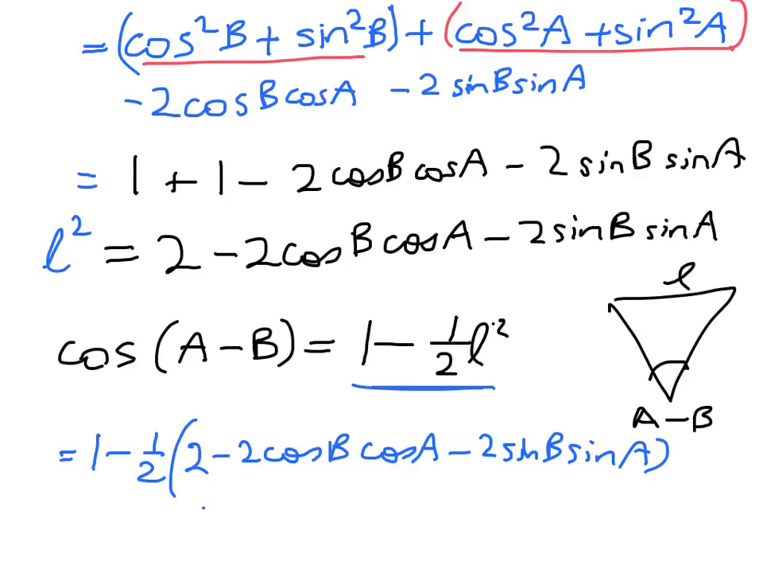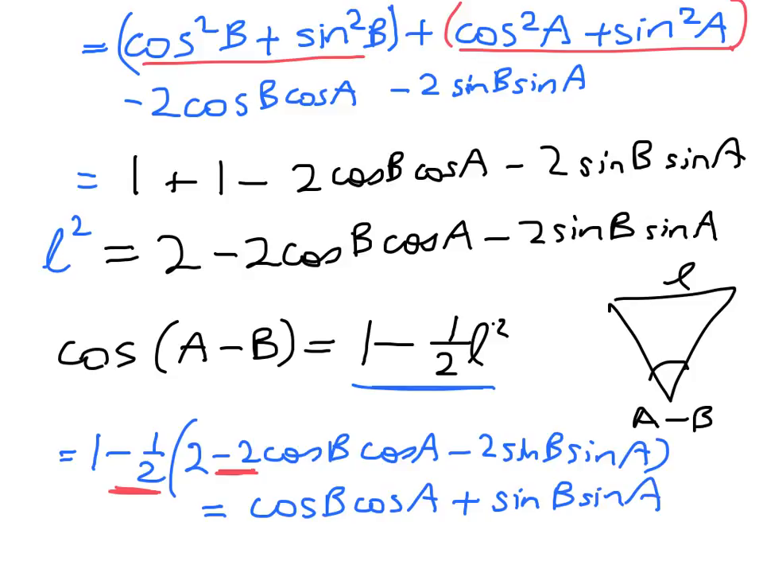So that equals, well, 1 minus a half of 2, so that's gone. Look, the numbers have gone. How cool. Just watch your negatives. So we get cos B cos A, because we've got the negative a half there times negative 2 gives me 1. And then in here, we've got negative a half times negative 2, so I get plus sine B sine A.